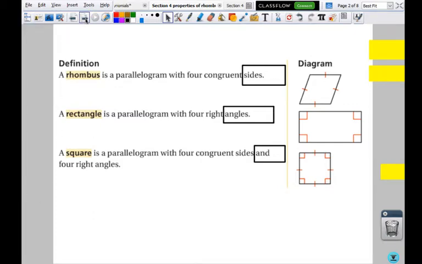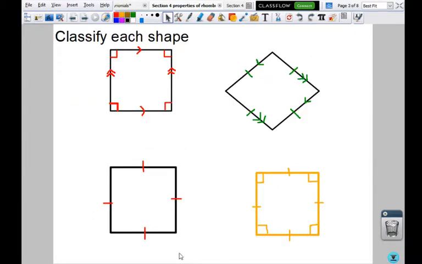The first one's a square. Well, let's look. Alright, so on this first one, a rhombus takes 4 congruent sides. Does this have 4 congruent sides? What do those little lines mean? That means they're parallel. Congruent is the little dashes. This just means parallel.